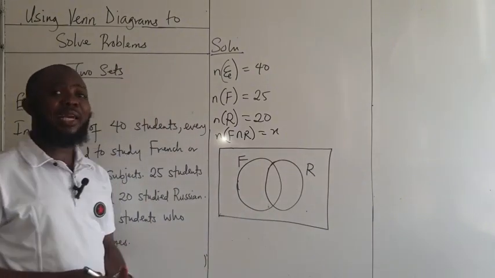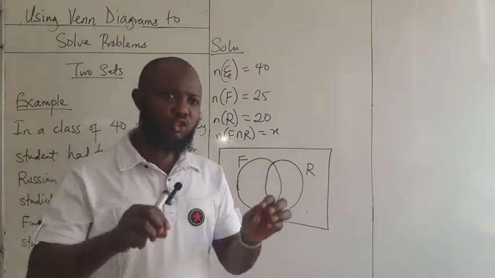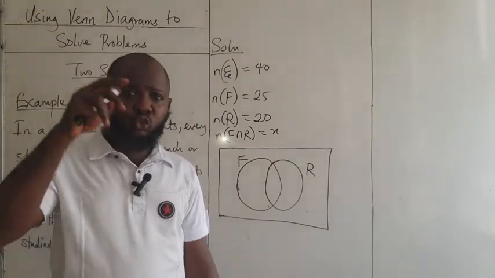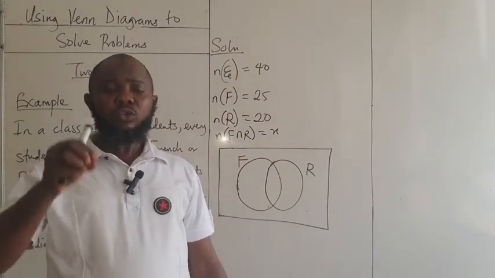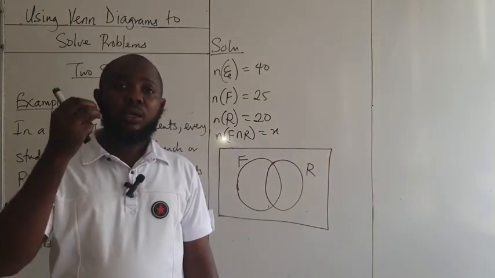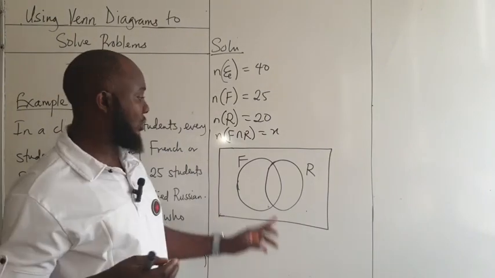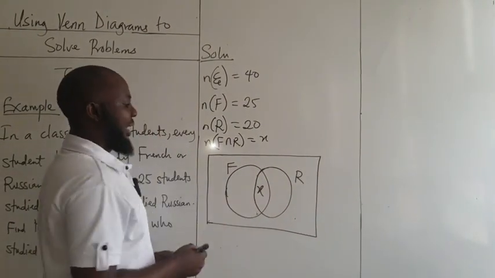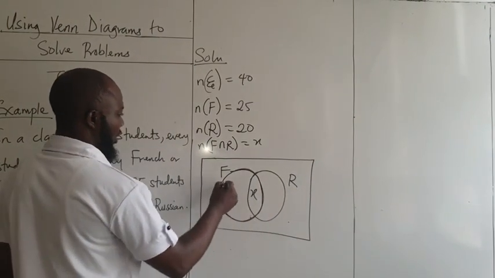Anytime you are given a problem like this, whether two sets or three sets, you must start with where the sets are meeting before you start fixing your figures. If there are two sets, you start where the two are meeting, and if there are three sets, where they are meeting is where you start from. So they are meeting at this point, and that is given as X.